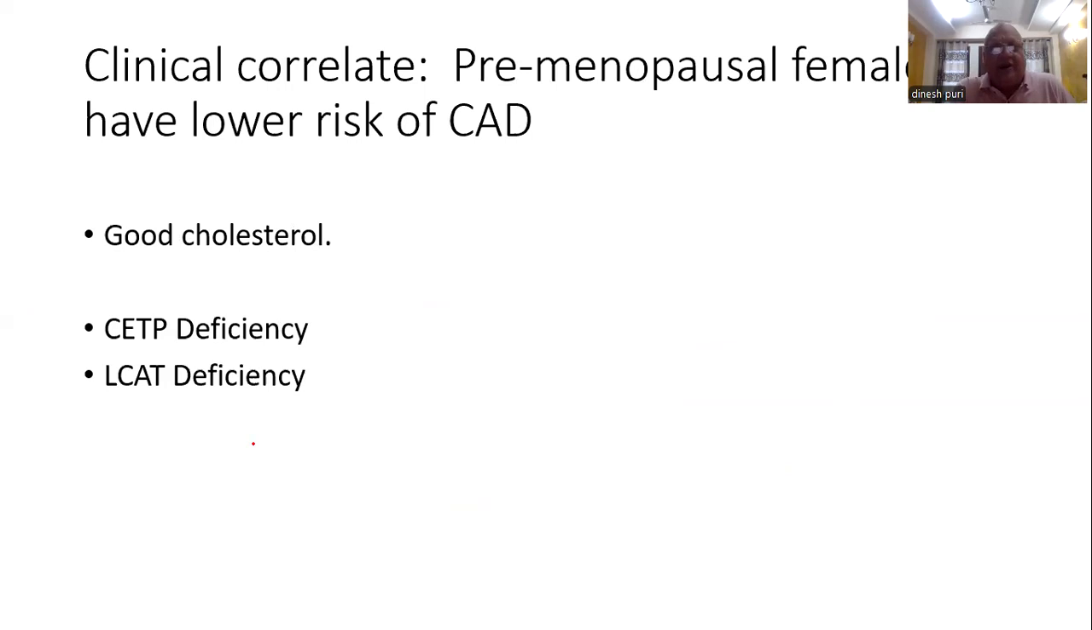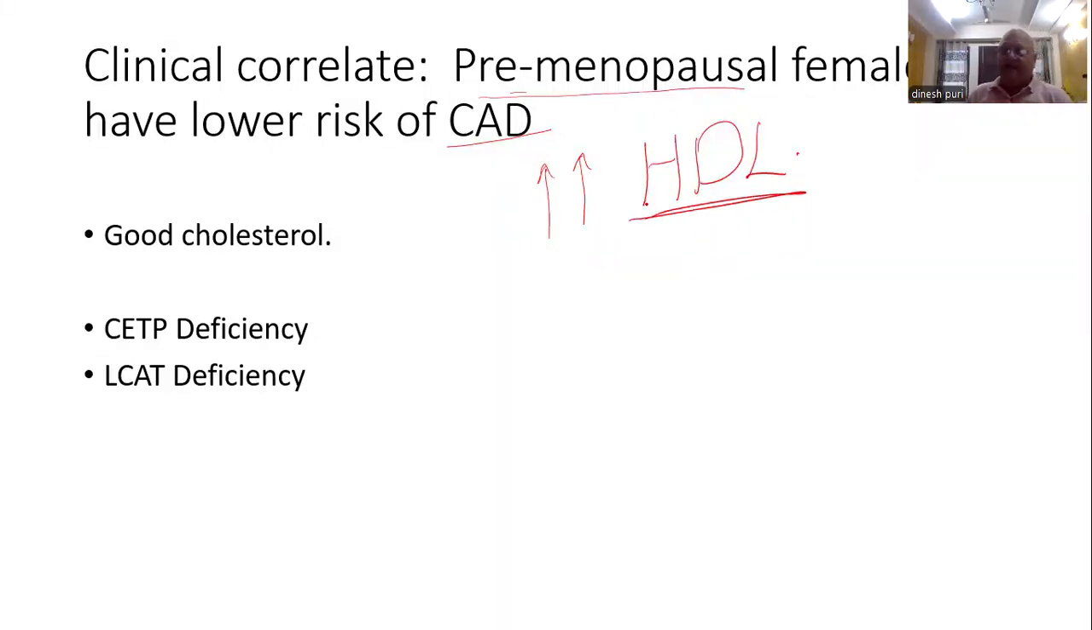Now a clinical correlate towards the end. Premenopausal women have a lower risk of CAD. The answer is very simple: because under hormonal influence, I think estrogen, their HDL level is high compared to males. And HDL, as we have seen, is a scavenger of cholesterol. It drains cholesterol from the cells, and after draining it from the cells, it excretes it via the liver. So that is why HDL is also called good cholesterol.